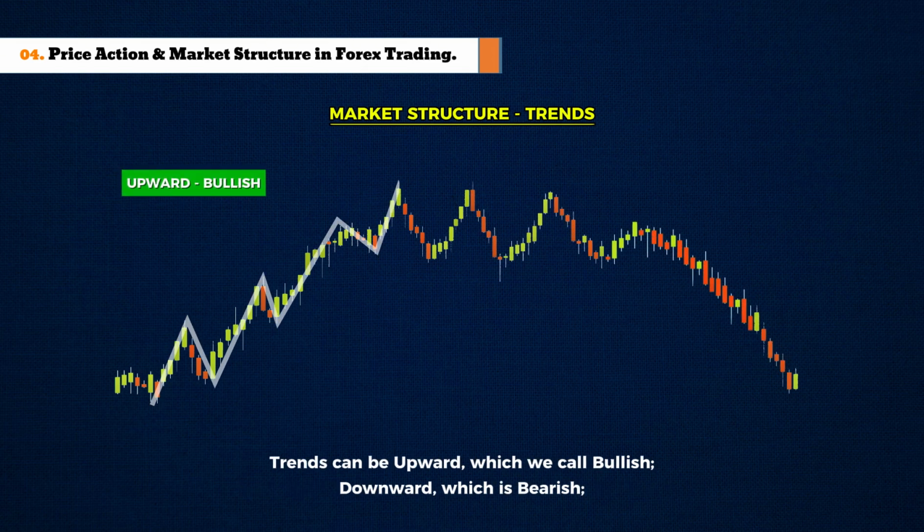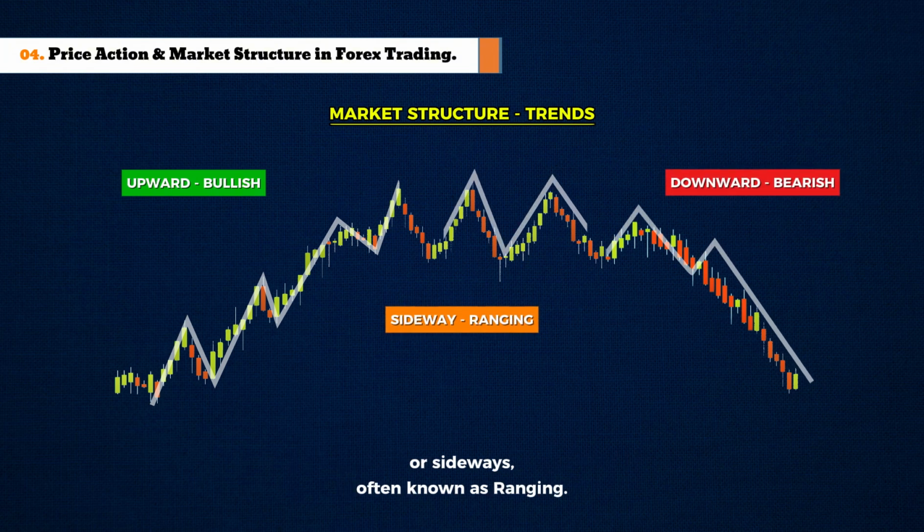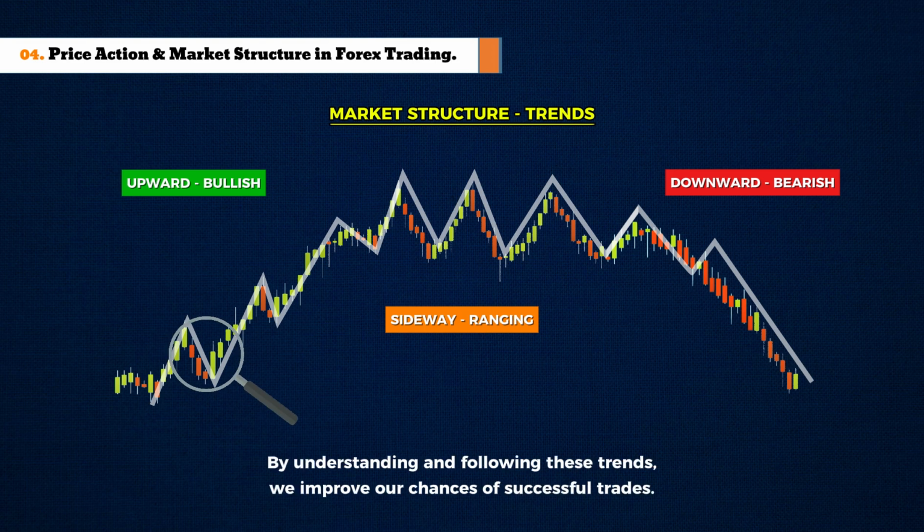A trend in Forex trading is simply the overall direction in which the market is moving. Trends can be upward, which we call bullish, downward, which is bearish, or sideways, often known as ranging. By understanding and following these trends, we improve our chances of successful trades.